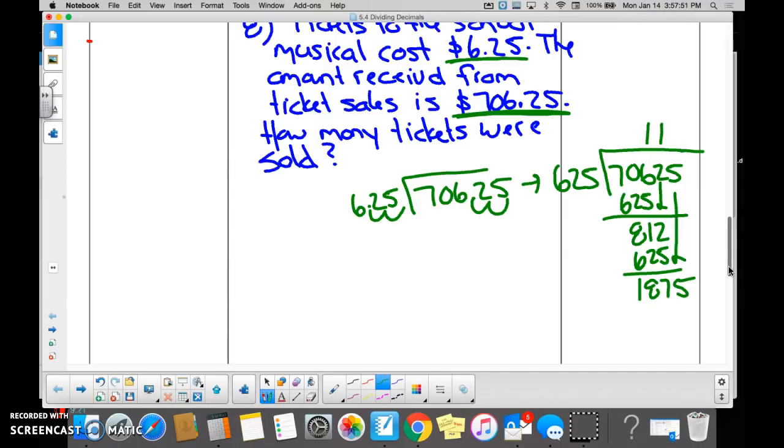We've got 1875. 625 goes into 1875 3 times. Again, I didn't need my calculator. Good job, me. Together, that is 1875, and I'm left with 0. So I know that we sold exactly 113 tickets. I didn't do any estimating in my head. I surely could have to make sure that my answer matched up with my estimate. I strongly encourage you and recommend that you do that each and every time, even though I didn't do it for number 8.